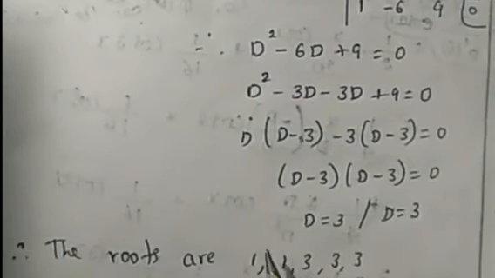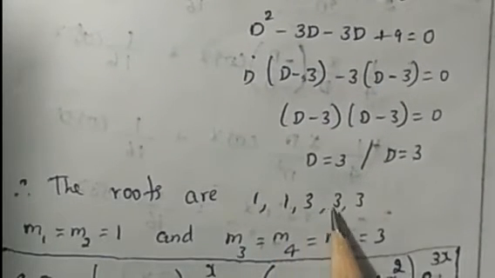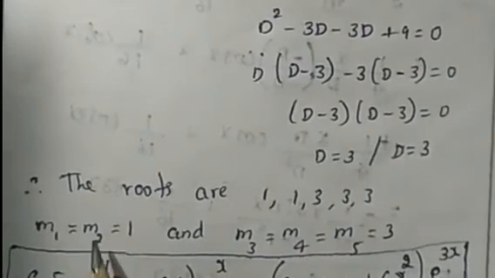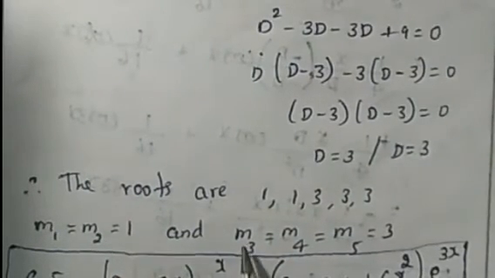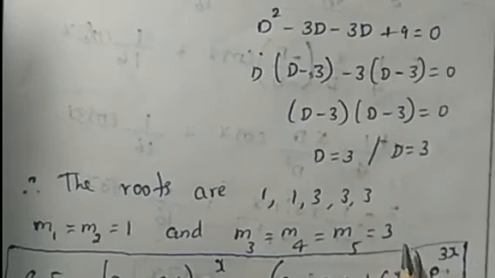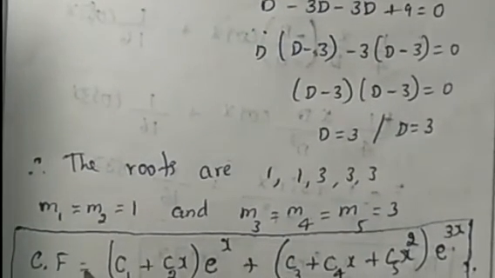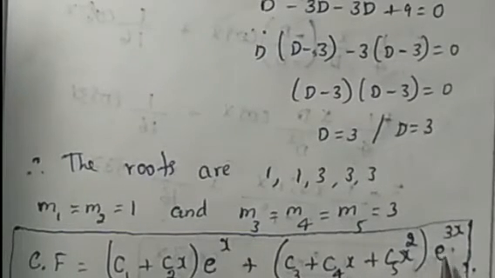So what are the roots? The roots are 1, 1, 3, 3, 3. Right? In this case m1 = m2 = 1 and m3 = m4 = m5 = 3. So what is the complementary function? The complementary function is equal to (c1 plus c2 x) into e to the power x, plus (c3 plus c4 x plus c5 x square) into e to the power 3x.